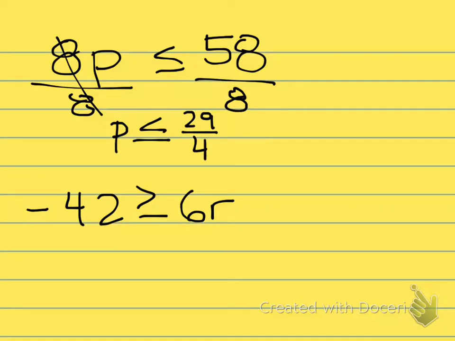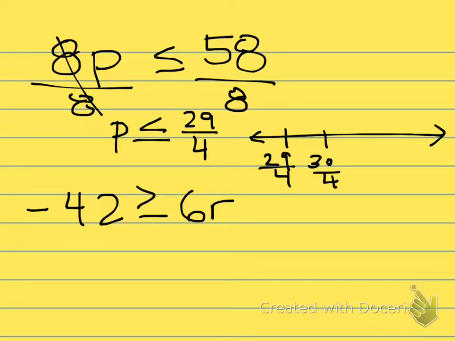And again, if I'm trying to put this on a number line, I'm just going to go by fourths. So 29 fourths, 30 fourths, 31 fourths, and so on. I need a closed circle because my symbol has the equal to line underneath, and it's less than, so it goes to the left.